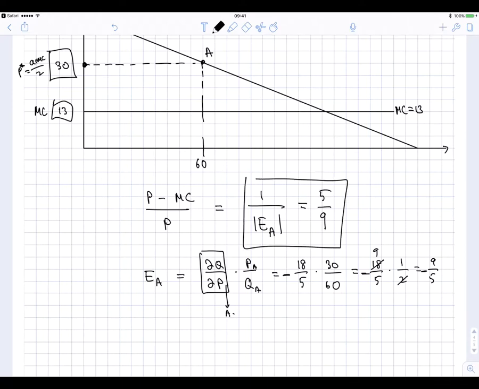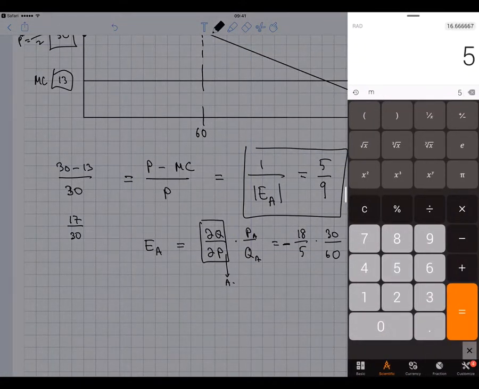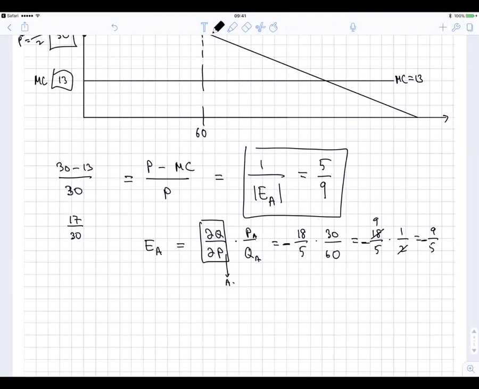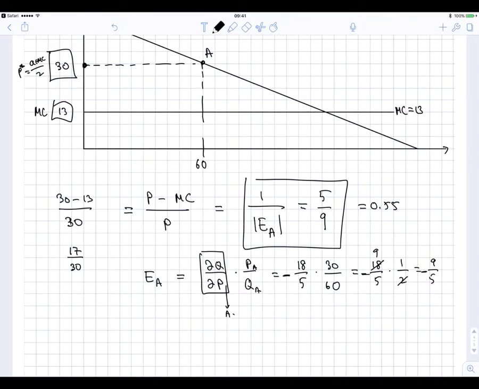Okay, let's do this other side here. 30 minus 13 over 30. Okay. So that would be what? 17 divided by 30. Okay, let's do it. 5 divided by 9 is equal to 0.55. 17 divided by 30 is about the same, right? So the price is roughly right. And so we're roughly there in terms of the pricing rules.